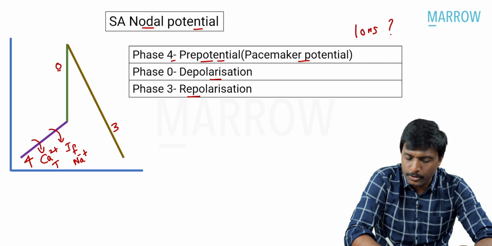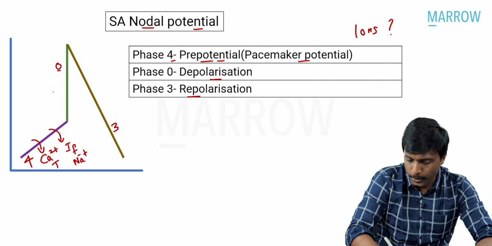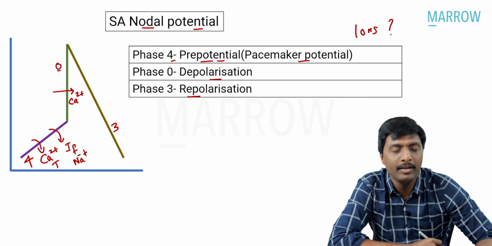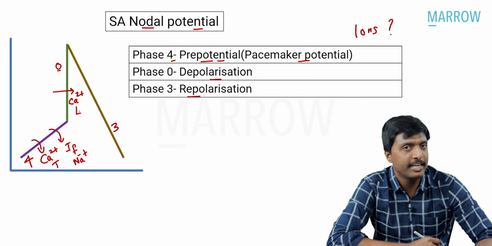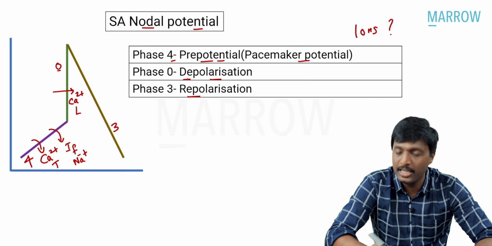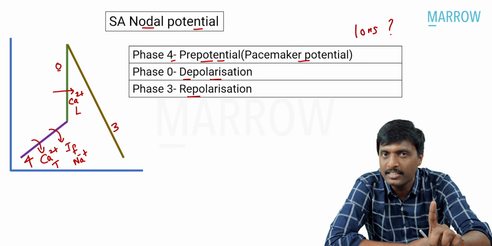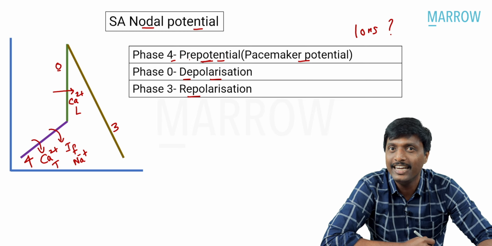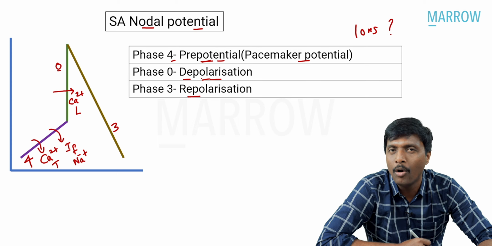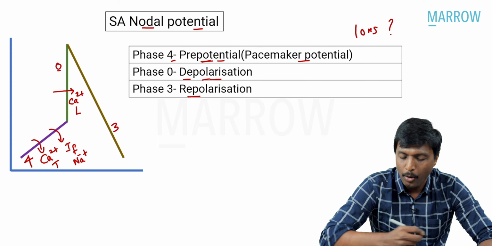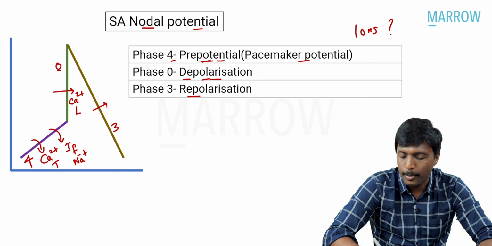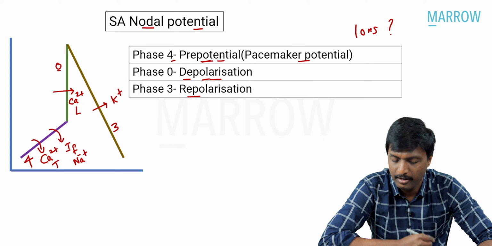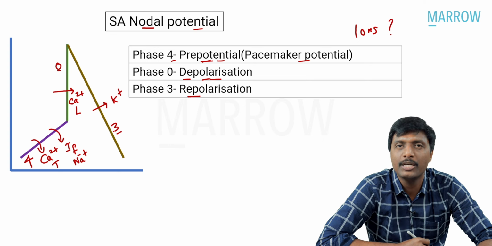What about phase 0, sir? Depolarization is exclusively, solely because of calcium coming inside. It is exclusively through long-lasting calcium currents. So phase 0 depolarization: calcium influx, long-lasting L-type calcium currents. Prepotential, T-type calcium. Depolarization, long-lasting L-type calcium currents. What about repolarization? It is always because of potassium ions moving outside. Potassium efflux we call it. Repolarization, potassium efflux.